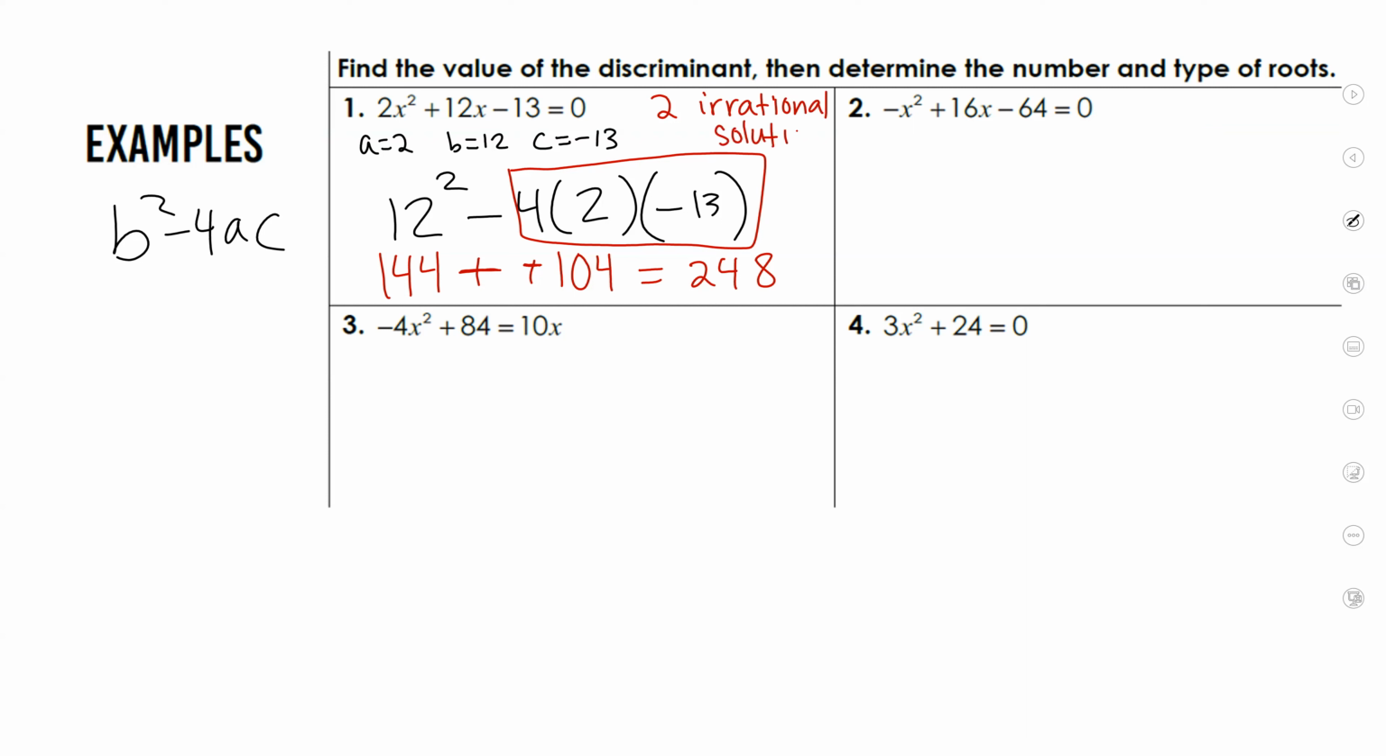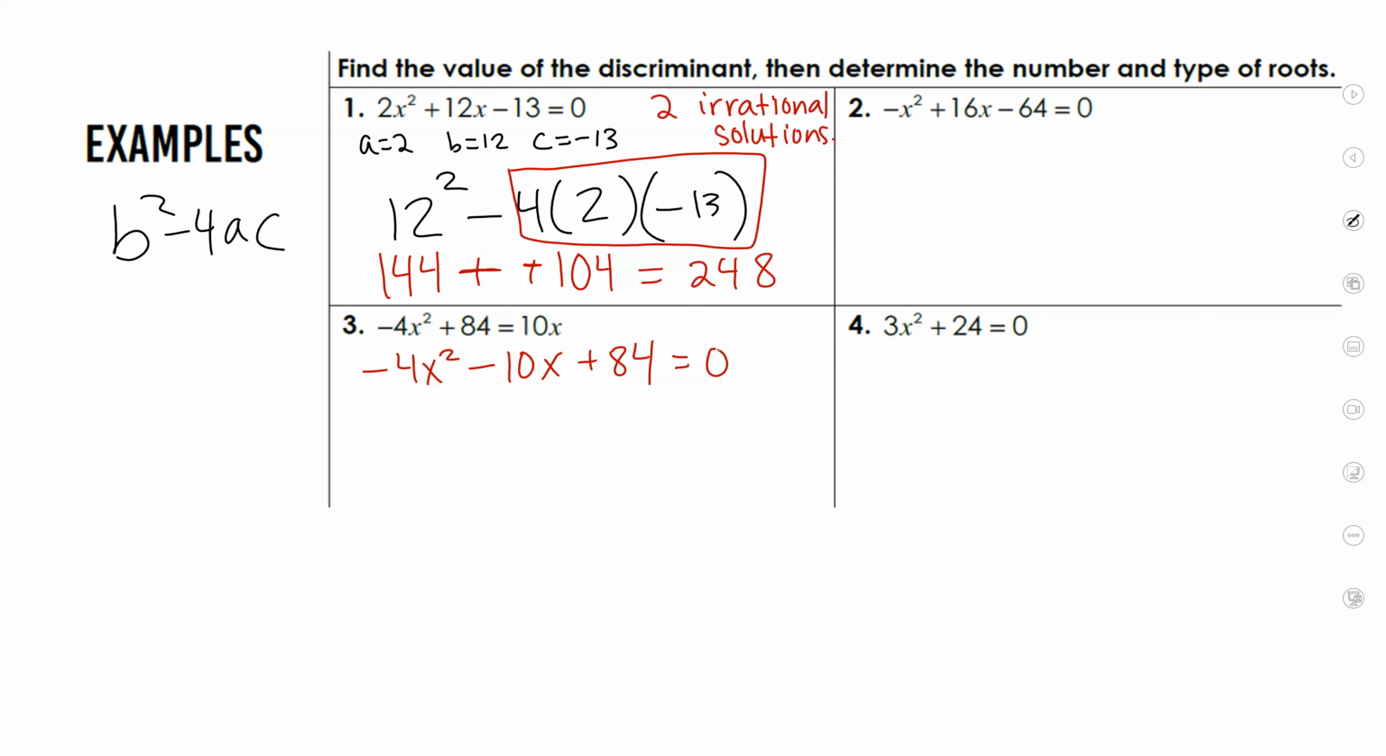I'm going to have 2 irrational solutions. I'm not going to get pretty numbers. Okay, number 3, we're going to have to rearrange this before we start. I'm going to rewrite this as negative 4x squared minus 10x plus 84 equals 0.